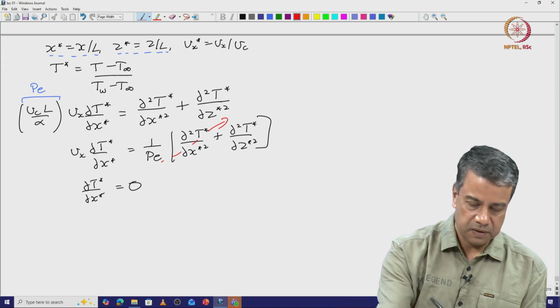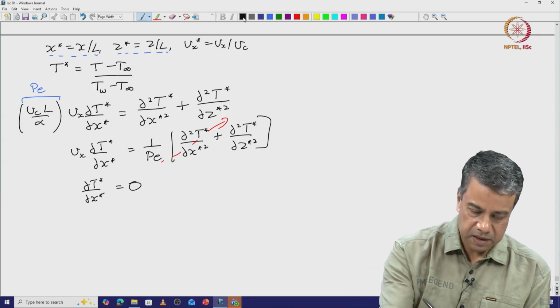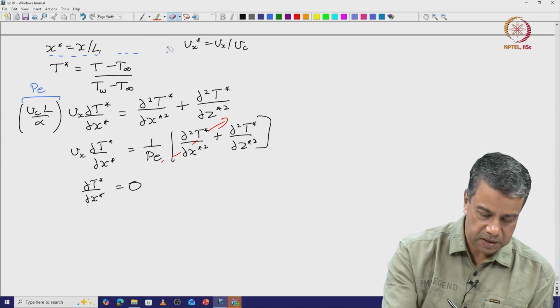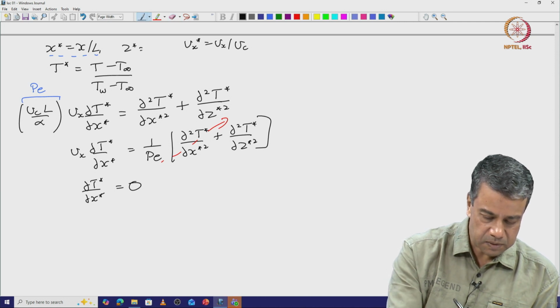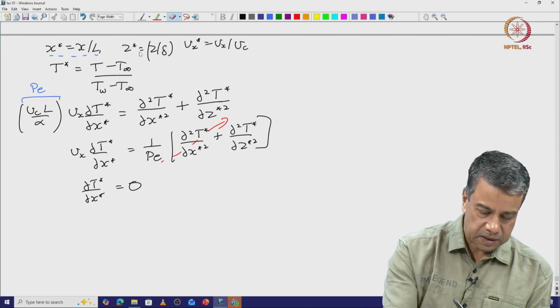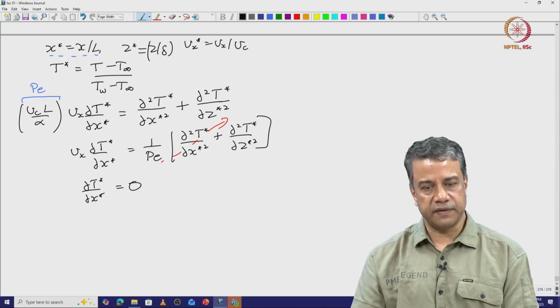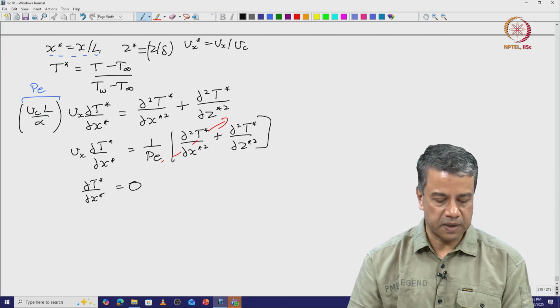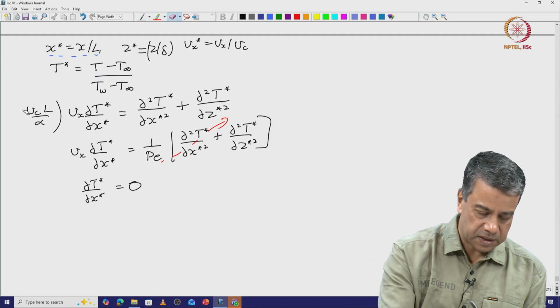So, there is a fundamental issue here. Therefore, rather than scaling Z by L, we should scale Z star is equal to Z by some length scale delta. That length scale is to be determined from the condition that convection and diffusion are of equal magnitude within this region. So, let us do the scaling again.